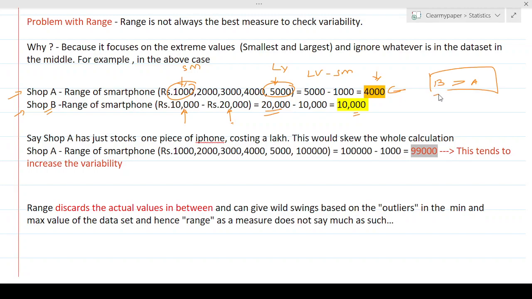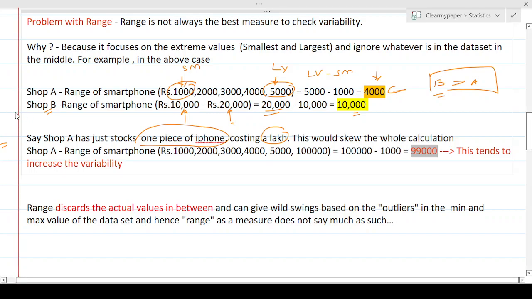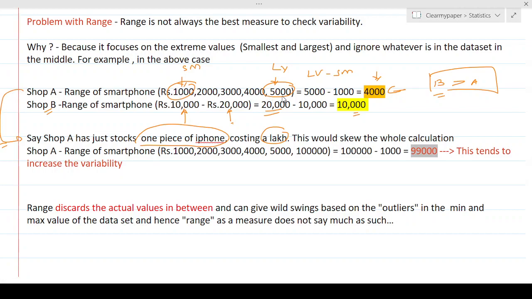We can say that. But let's assume that all of a sudden shop A gets a new shipment, and in that shipment there is one piece of iPhone, just one piece, which is costing a lakh, which is just the normal cost of an iPhone. Then what happens is, in the original range it was going from 1,000 on the lower side to 5,000 on the higher side. Just putting one iPhone in the mix skews the range, that means it distorts the range. The lower end is still 1,000, but the upper end is 1 lakh now. That's what is happening.